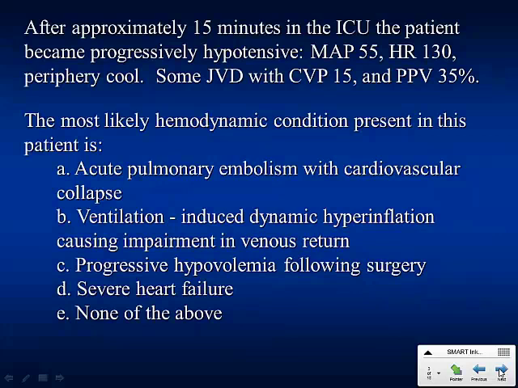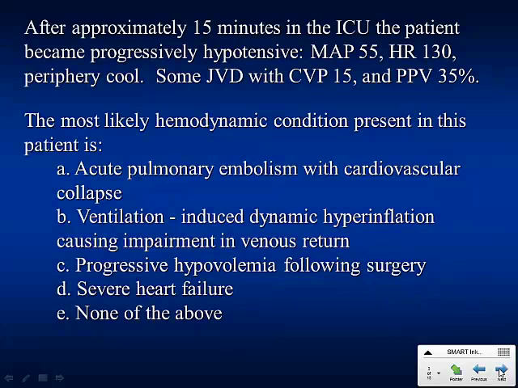variation was 35%. Okay, the most likely hemodynamic condition present in this patient is, number one, acute pulmonary embolus with cardiovascular collapse after all her CVP is high. Okay. And this was an acute event that seems to have occurred over a period of 15 minutes. Or number two, ventilation-induced dynamic hyperinflation causing impairment in venous return. After all, she's a 55-pack-year smoker, right? So there's potential that could be the case. Or number three, progressive hypovolemia following surgery, severe heart failure, or none of the above. What do you think it is?